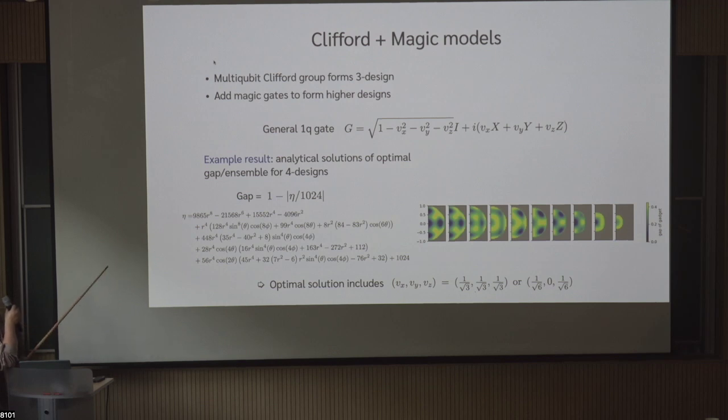But then if we consider a general one-qubit gate, we can also analytically solve the convergence, for example, for the gap for order 4. And then we have this 1 over square root 3 thing, which is the so-called phase gate that's supposed to be most magical among all single-qubit gates. But we also have other solutions. So the amount of magic is not the only thing that controls the convergence efficiency for the Clifford plus magic model.